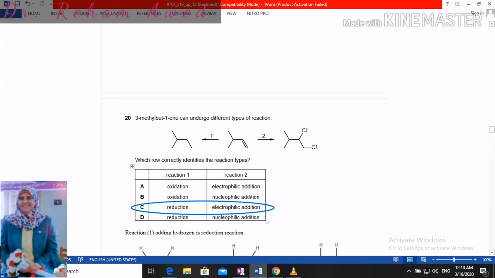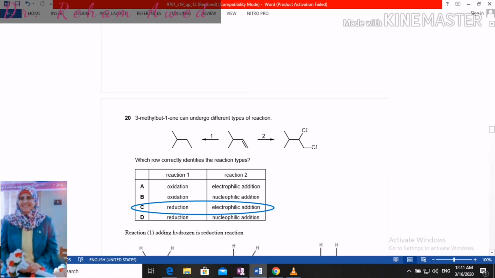3-methylbut-1-ene can undergo different types of reaction. Reaction 1, as you can see. Reaction 2, as you can see. Which row correctly identifies the reaction type? At first, we will speak about reaction 1. The main difference between the first compound and the second compound is the double bond. We have a double bond in the first one, and we have a saturated compound in the second one.